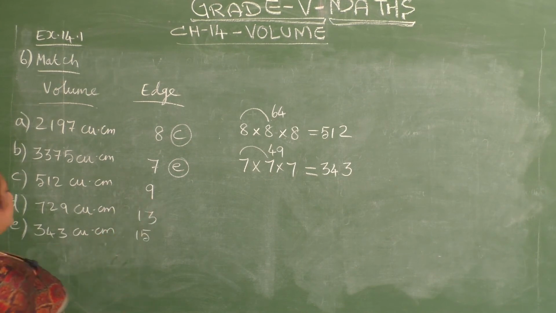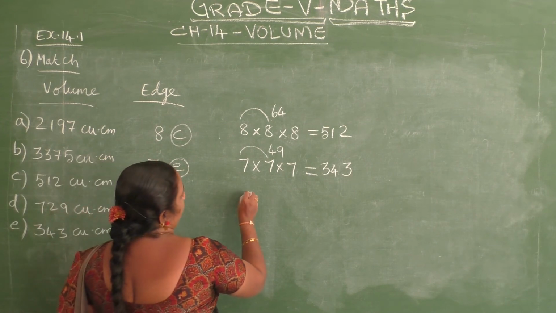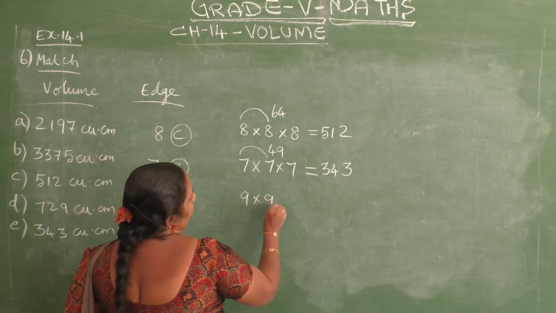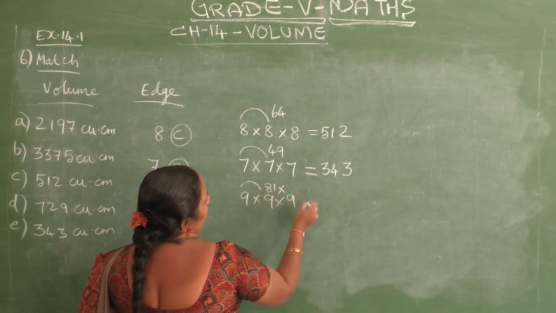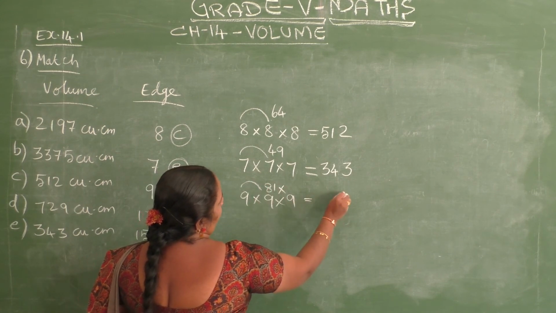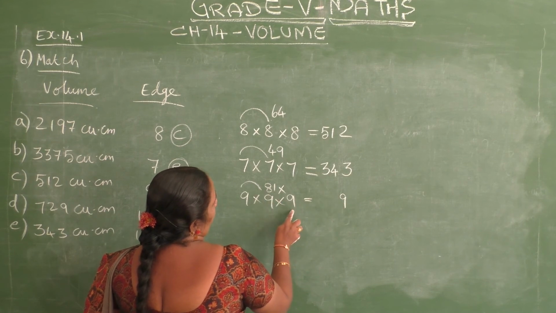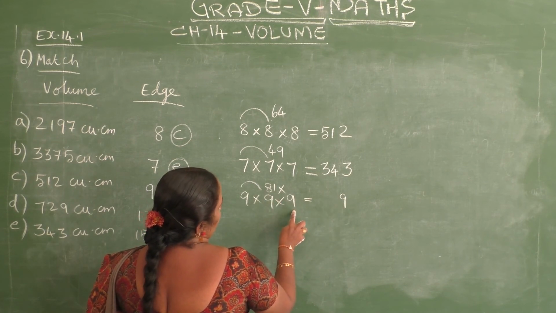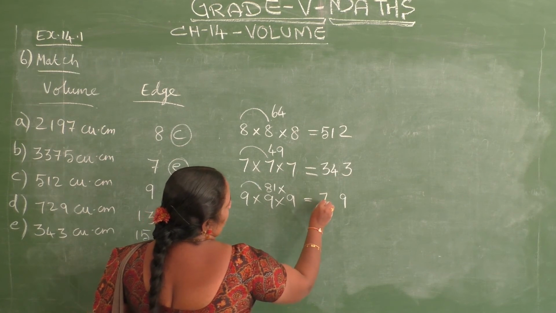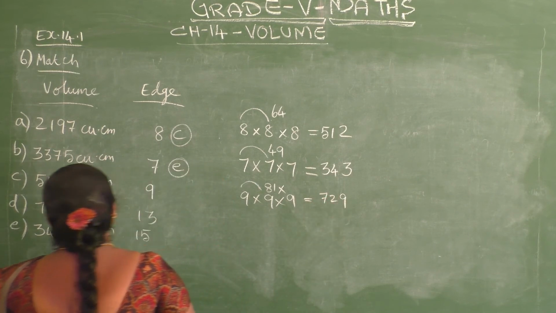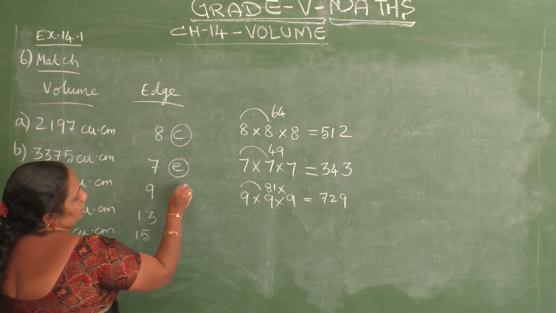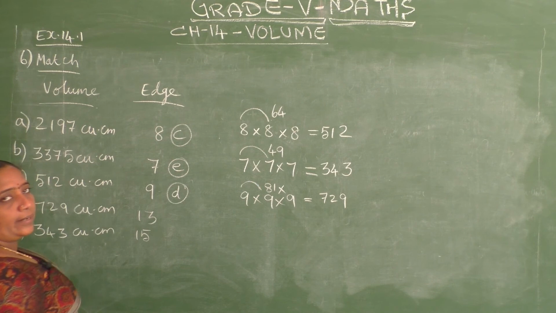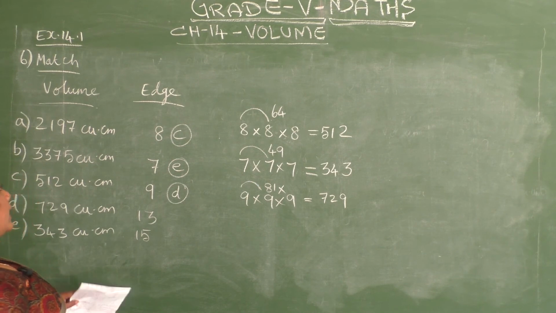See the third one. They gave 9. So 9 into 9 into 9. 9 9s are 81 into 9. So 1 9s are 9. Then 9 8s are 72. 729. Where is 729? D1 is the correct answer for this one. 729. Okay, ma. So likewise you have to find the answers.